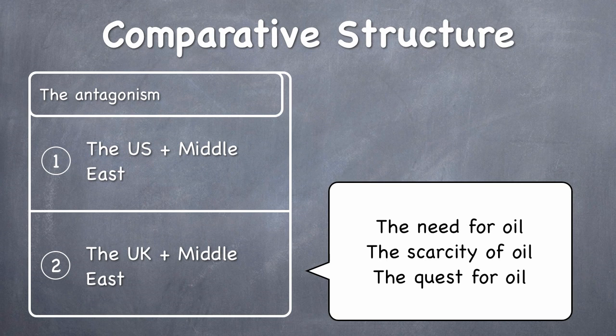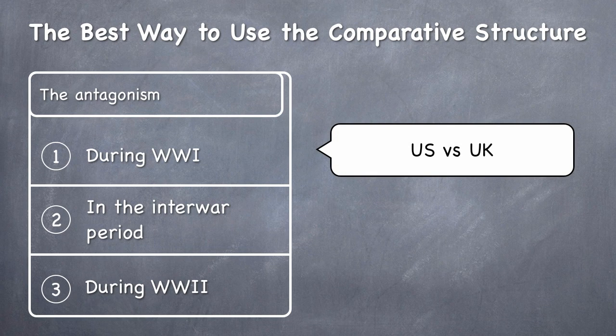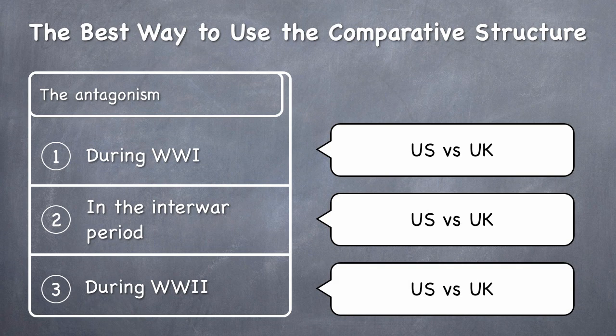All right. Now, I'm going to show you the best way to use the comparative structure. Now, what do we have here? We have here our chronological structure. Now, within each section of the chronological structure, you can have a comparative structure, just like this. So, you're going to talk about the US versus the UK in section 1. You're simply going to compare the US with the UK in terms of whatever, the scarcity, the need for oil, and so on. And you can do the same thing in the interwar period and the same thing during World War II. Make sense?